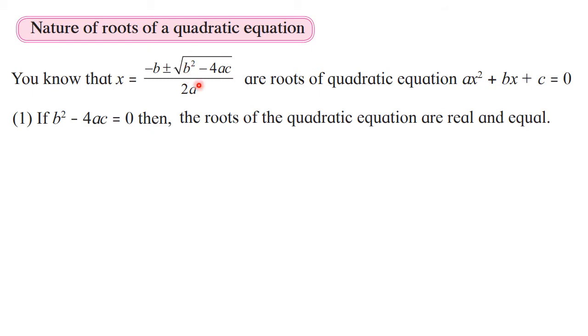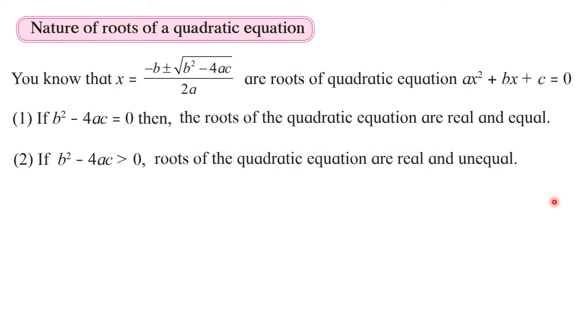Second possibility is that this discriminant, or delta, can be positive, that means greater than 0. Like we got in 2.4, everywhere we got delta, or b square minus 4ac, positive. Because that time I told you that it is under root and square is never negative. So generally for solving, we are getting the value positive. So if it is positive, then we can say that the roots of the quadratic equation are real and unequal.